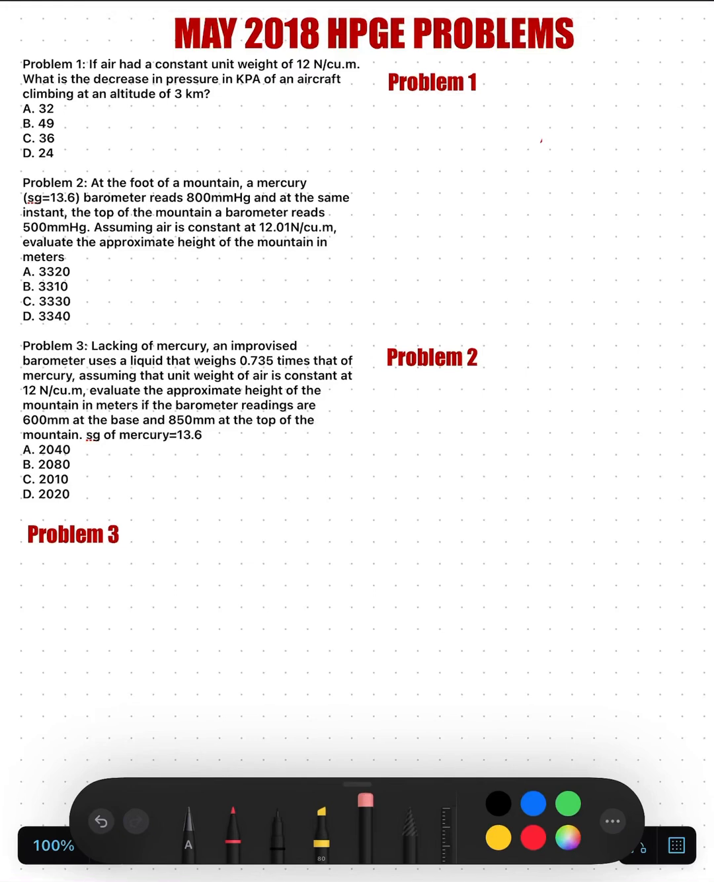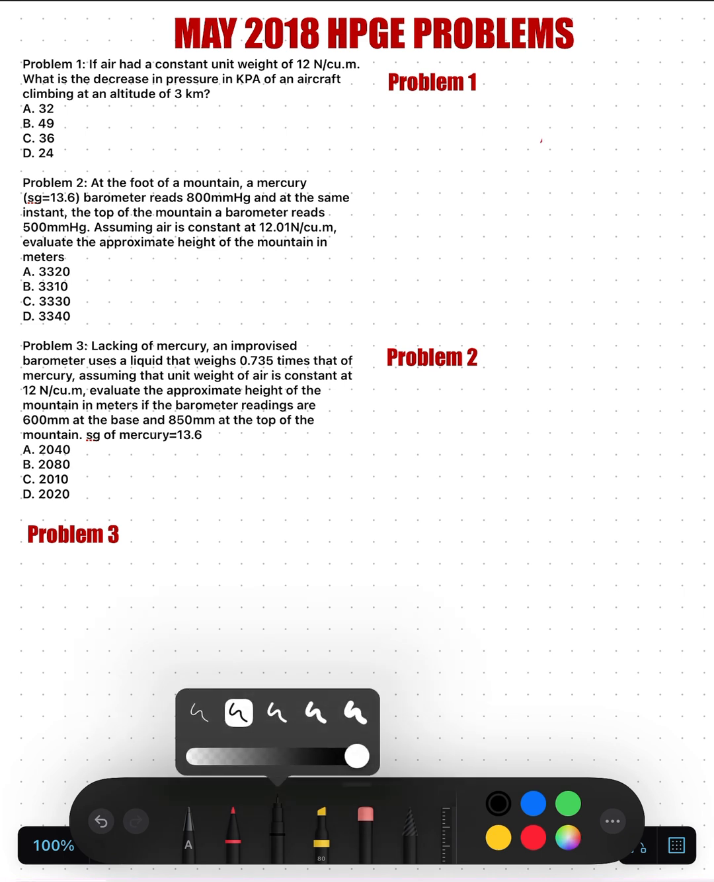Good day, everyone. Today we will be discussing another past board exam problem taken from the May 2018 HPGE board exam. Problem number one states: if air had a constant unit weight of 12 Newton per cubic meter, what is the decrease in pressure in kPa of an aircraft climbing at an altitude of 3 kilometers? So what is the solution for that?